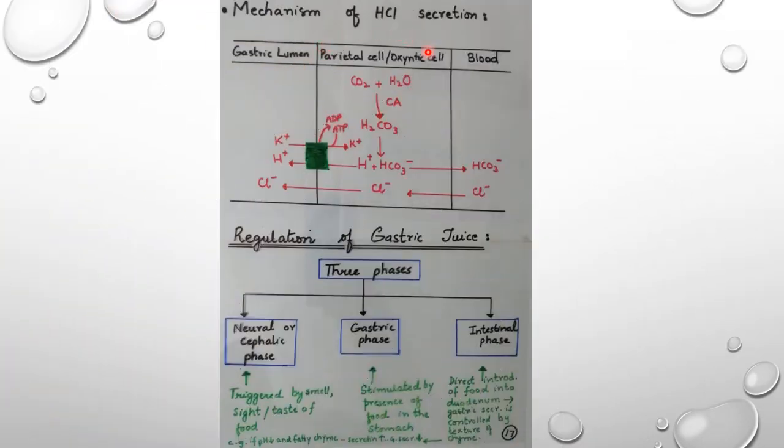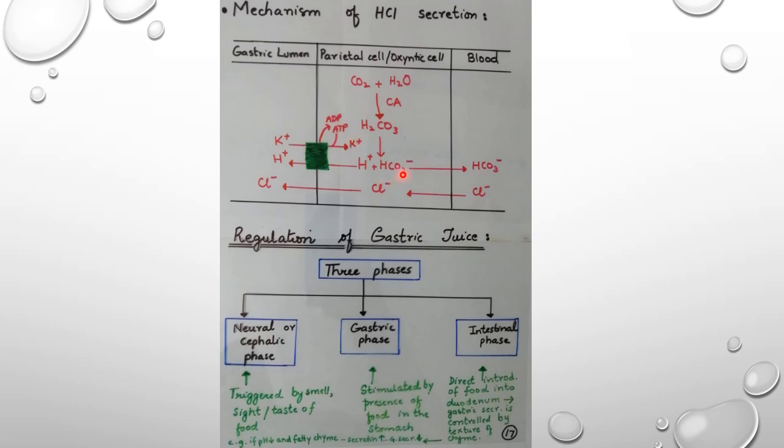Here is the mechanism of HCl secretion given, and you can see the production of HCl from parietal cells. So basically what happens is that carbon dioxide reacts with water in the presence of carbonic anhydrase and you get carbonic acid. This carbonic acid undergoes spontaneous dissociation into free protons and bicarbonate. These protons are released into the gastric lumen in exchange with potassium ions with the help of the proton pump, which is also called proton potassium ATPase, and here one ATP is utilized.